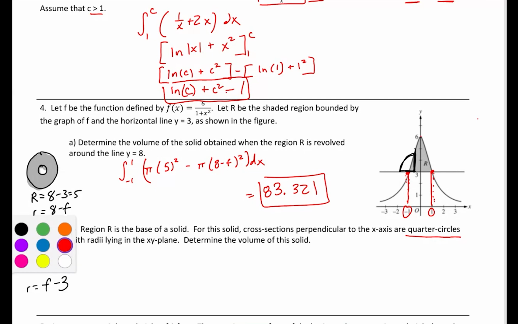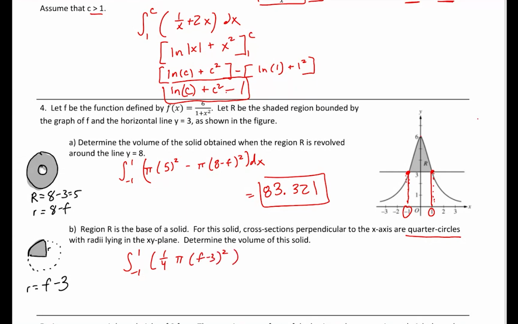In other words, it's f minus 3. So we're going to go ahead and do our integral from negative 1 to 1. I'll erase this just to clean up the diagram. Now it's a quarter of a circle, so it's 1/4 pi r squared. So 1/4 times pi times r squared dx. Since we're just multiplying all those factors, we don't really need the parentheses, but it doesn't hurt to put them in there. Okay, let's type that in and see what we get.